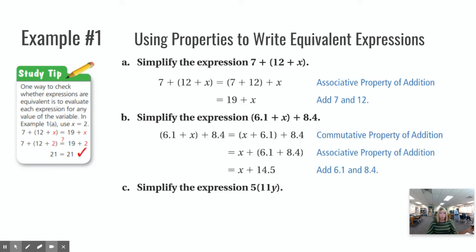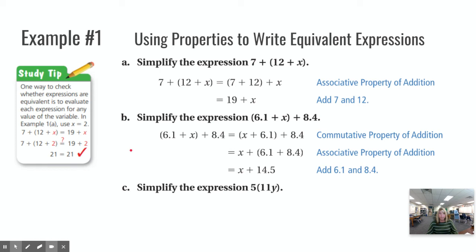First, we used the commutative property of addition and moved the 6 and 1/10 closer to the 8 and 4/10. Then we used the associative property of addition and changed the parentheses, then added 6 and 1/10 plus 8 and 4/10 and ended up with x plus 14 and 5/10.